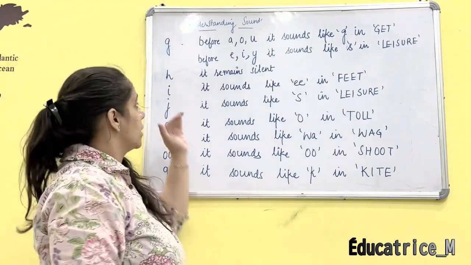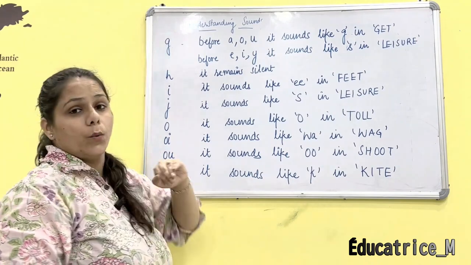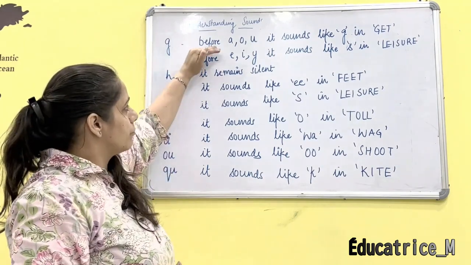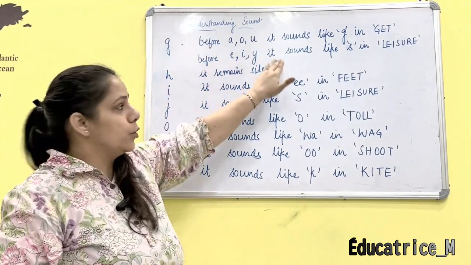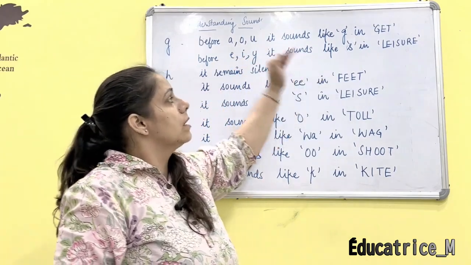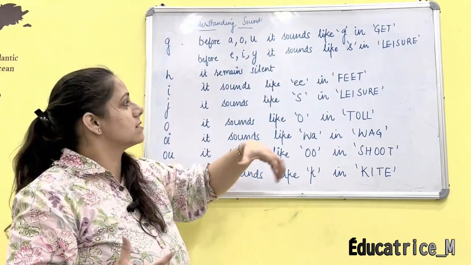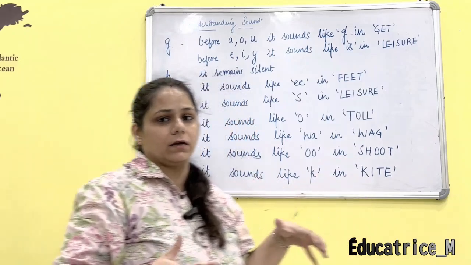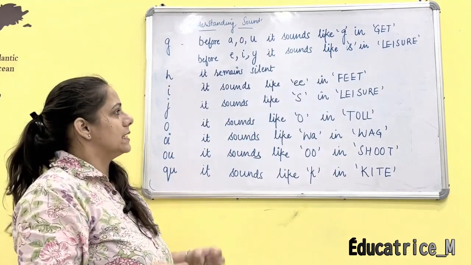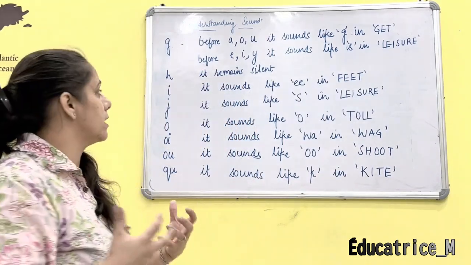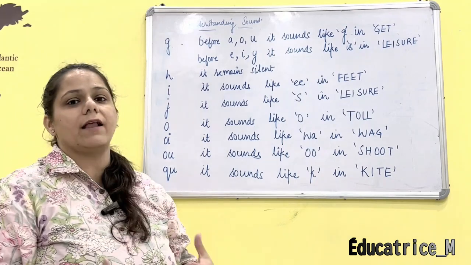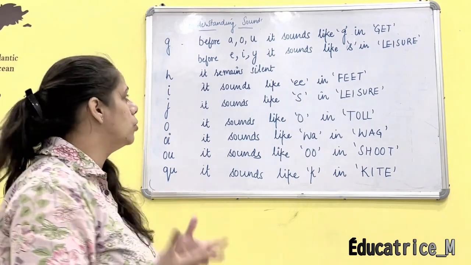So the next is the sound of G. Whenever it appears before the vowels A, O, U, it sounds like G as in the word get. So it's like G. It is sounding like G whenever it appears before any vowels A, O and U.